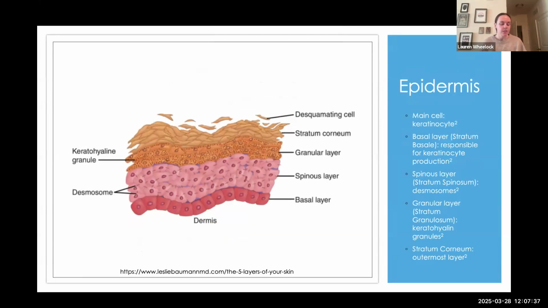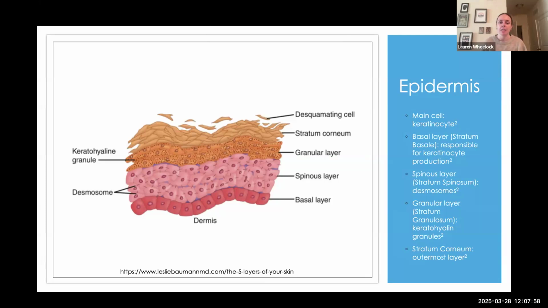And it's composed of stem cells that divide to form keratinocytes that will eventually migrate towards the surface. Also present in this layer are melanocytes and Merkel cells. Melanocytes help give the skin some of its pigmentation as well as provide UV protection. And the Merkel cells function as the skin's mechanoreceptor.